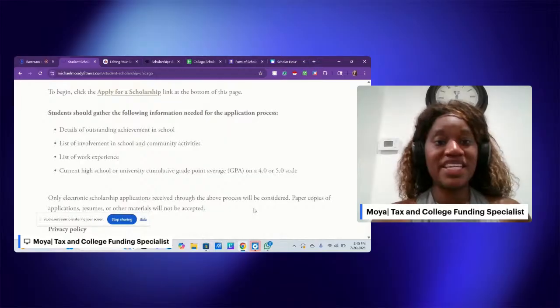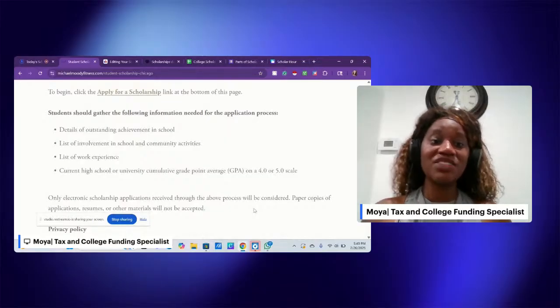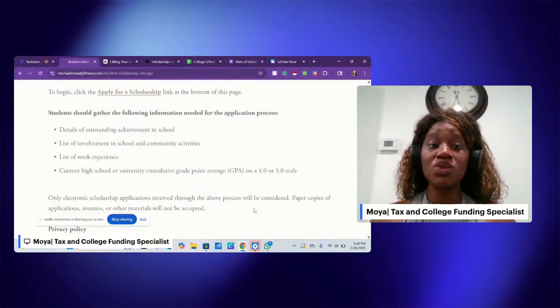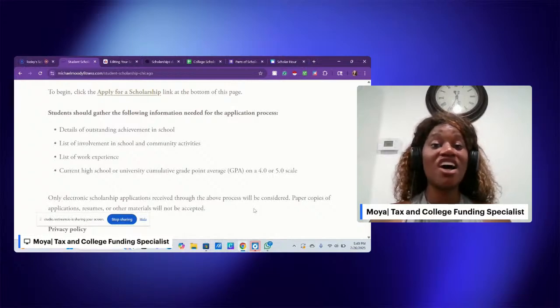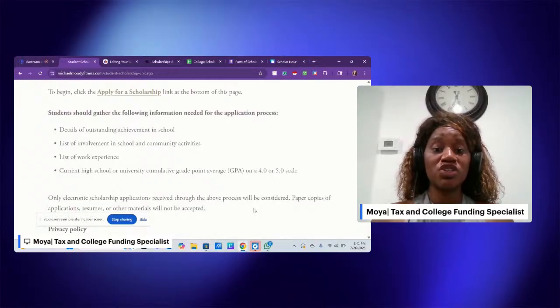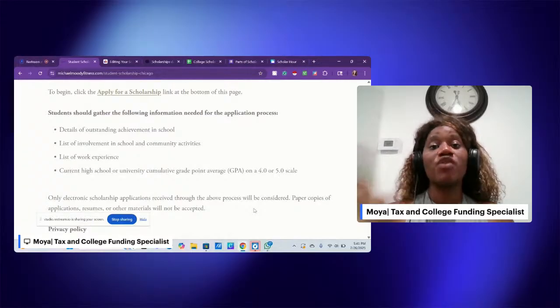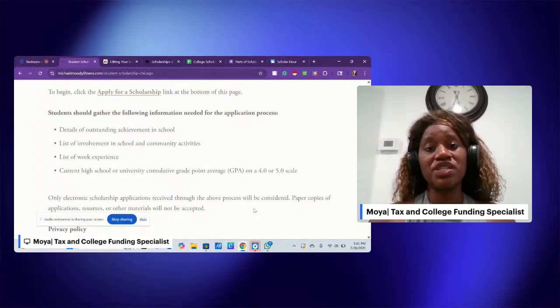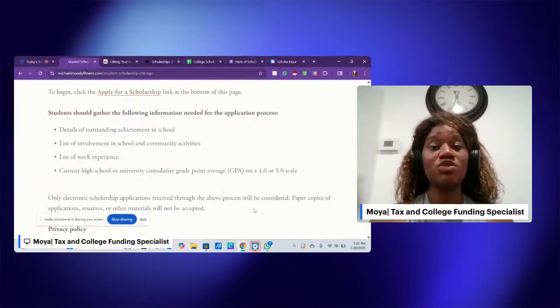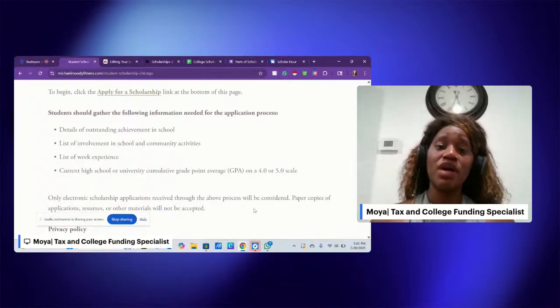So students must gather the following information: details of outstanding achievement in school, a list of involvement in school and community activities, a list of work experiences, and current high school or university cumulative grade point average on a 4.0 or 5.0 scale. For the 5.0 scale, what they're really talking about is if you had AP classes, they usually count more than just an A, right? They can allow your GPA to go higher than a 4.0.